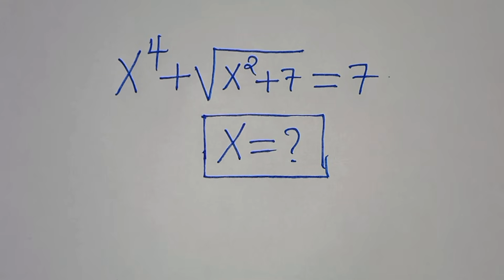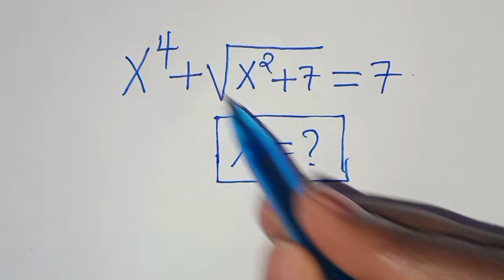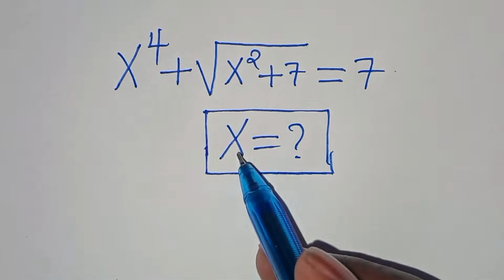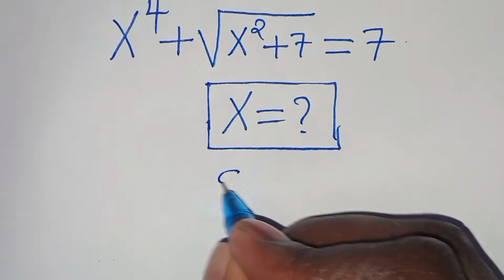Hello everyone, you're welcome to solve this nice algebra problem, which is x to the power of 4 plus the square root of x squared plus 7. This is equal to 7. So what are the values of x? Now let's provide a solution from here.